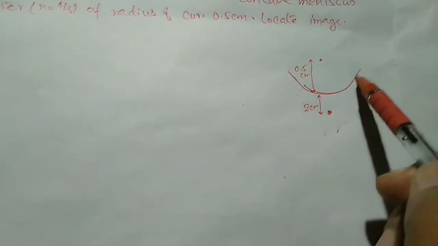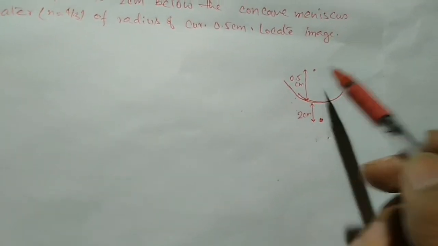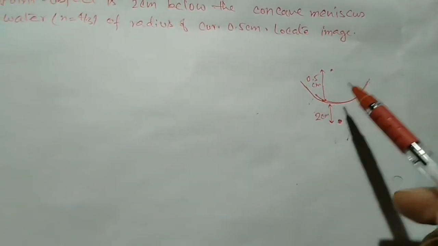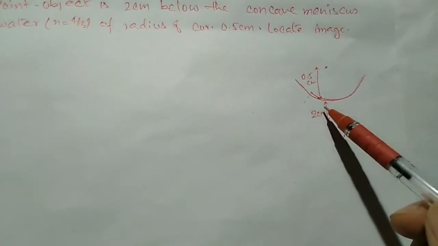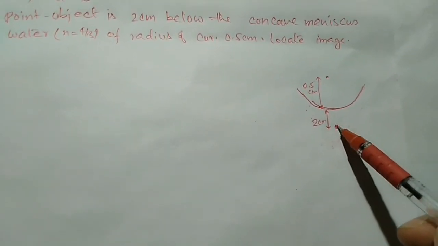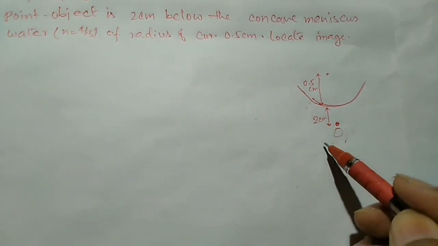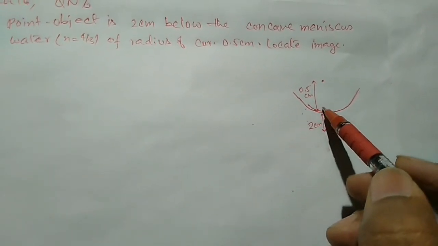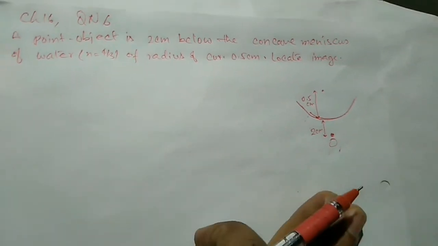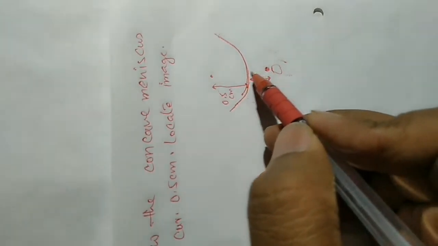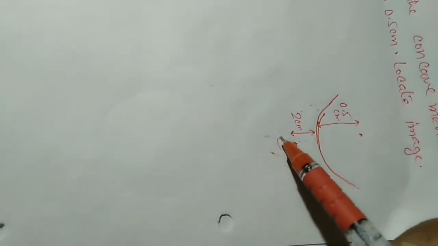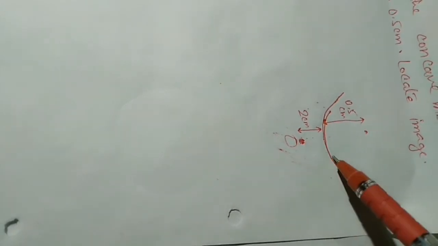The meniscus is concave. It doesn't mean in front of concave. We know that water forms a concave meniscus, and under that concave meniscus, 2 centimeter below, there is the object O. And after that the radius of curvature is given, that is 0.5. If you see it like this, you can say this is a convex surface, not like this. See, then you will say that the light is starting from the object, so this is like a convex surface.